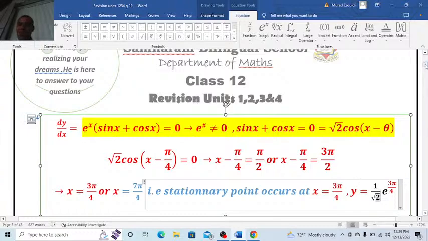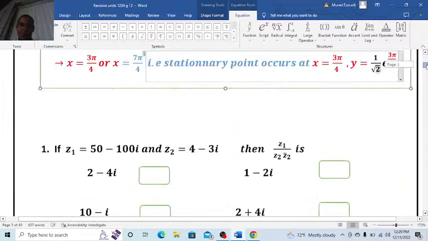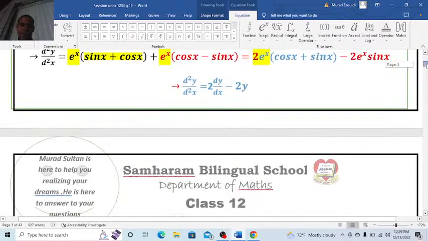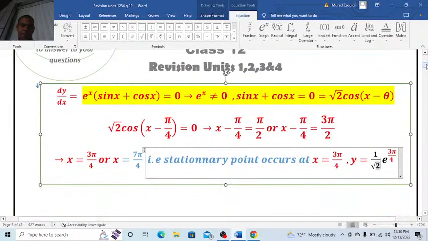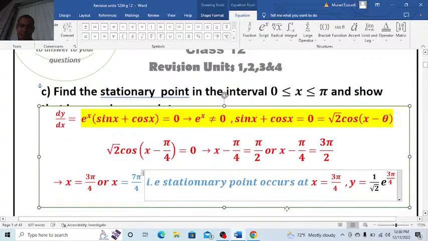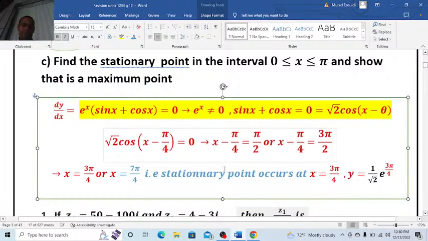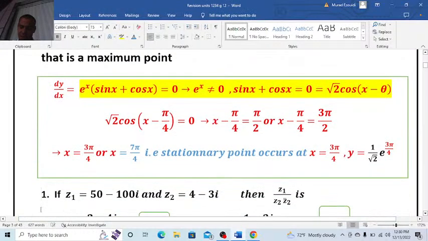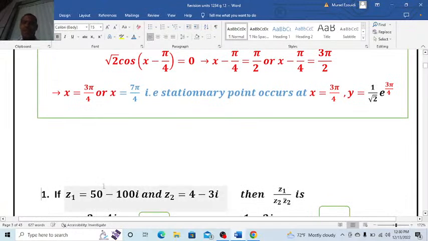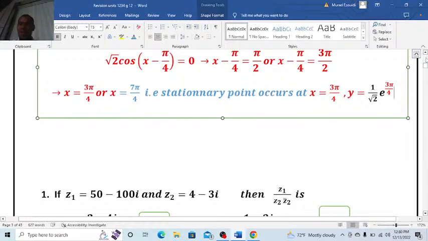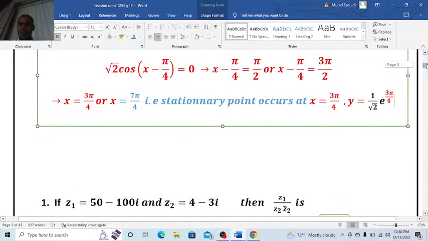Now I will see if it is a maximum or minimum, because the question here is: find the stationary point in this interval and show that it is a maximum. You should use what, my learners? You should use the second derivative of the function and check if it is positive or negative. If it is positive, it is a minimum, and if it is negative, it's a maximum. I will use my second derivative, which we found before.